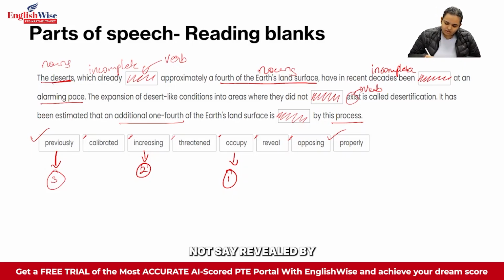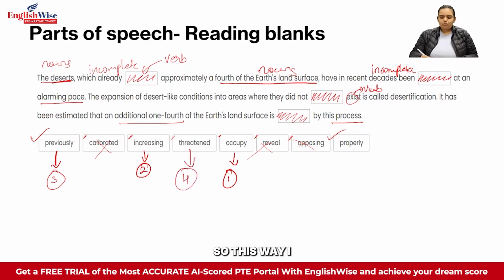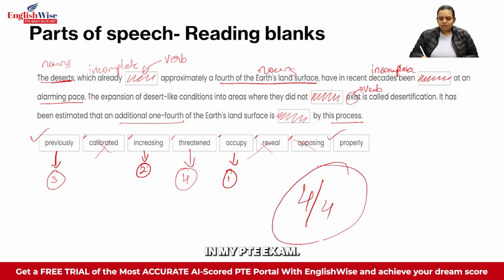Now you can see that again, I will not say reveal by this process. There is no opening of a surprise. There is no opposition here, so they will also not make sense. There is no collaboration, so calibrated or carving or anything is not making sense. So I will only put threatened as my correct answer. So this way I earned 4 marks in my PTE exam. So this is how you can use your parts of speech to quicken up the process.